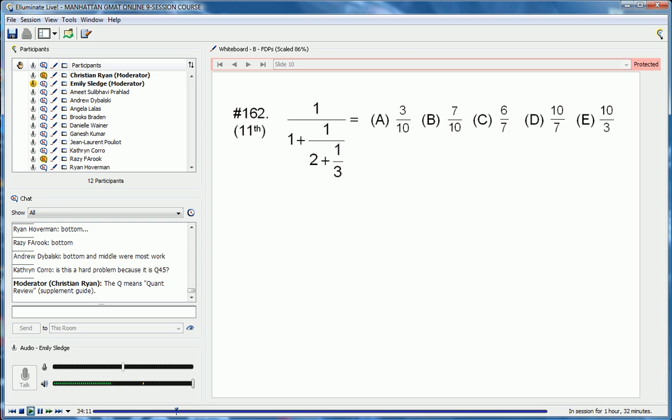Let's take a look at this one. What are your answers here? Hold on, let me clear the polling and go ahead and give me your answer now.